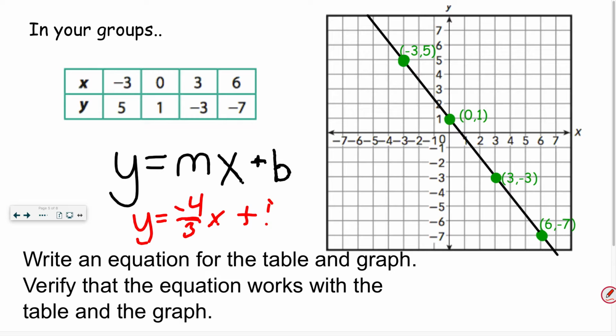Okay, somebody tell me how Giovanni got y equals negative 4/3 x plus 1. And how did we get that? Marco's saying that he moved down negative 4 and over 3. So what is that, Colin?